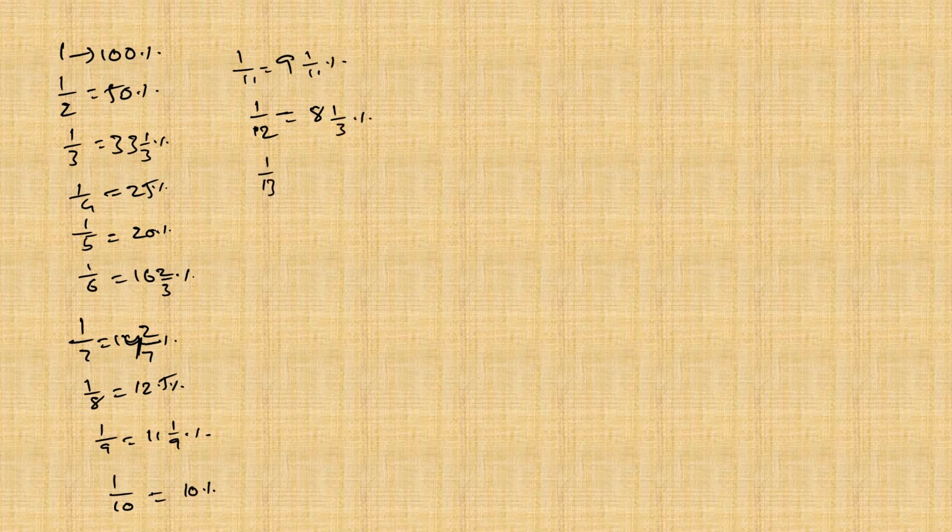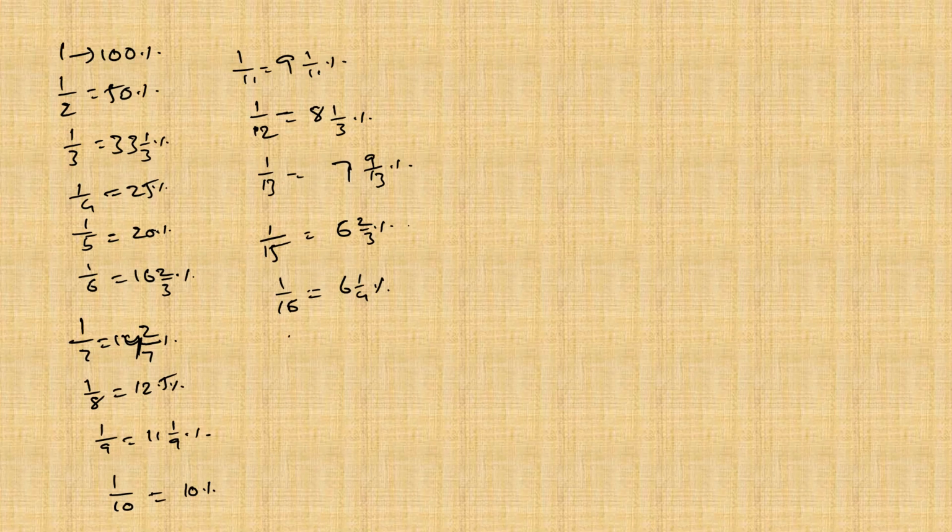1 by 13 is equals to 7 9 by 13%. And other important ones are 1 by 15, that is 6 2 by 3%, and 1 by 16 is equals to 6 1 by 4%. You might get confused in these two. Remember it carefully. 1 by 15 is equals to 6 2 by 3%. 1 by 16 is equals to 6 1 by 4%.